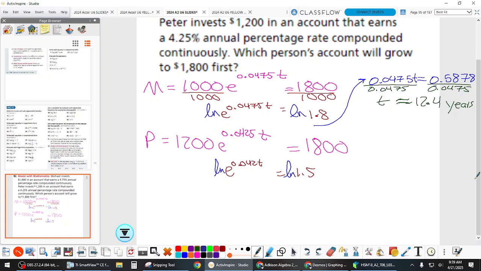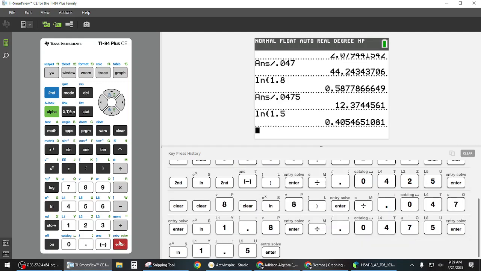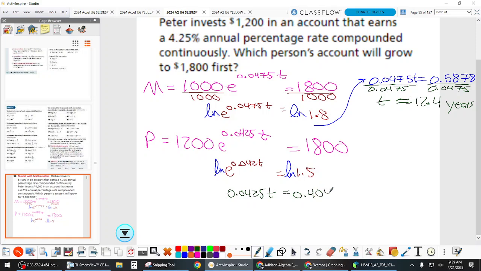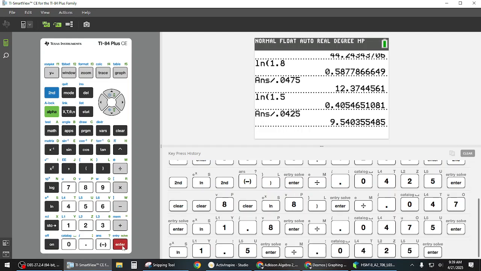All right, next one. Again, it's the same solving process, just slightly different numbers. Natural log of 1.5 is a little bit smaller. So 0.4055. Okay, and then just divide off 0.0425. And we get 9.5.